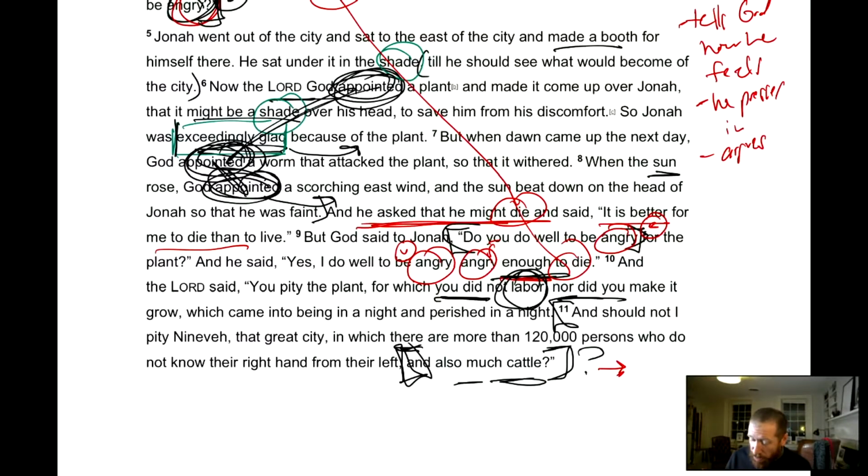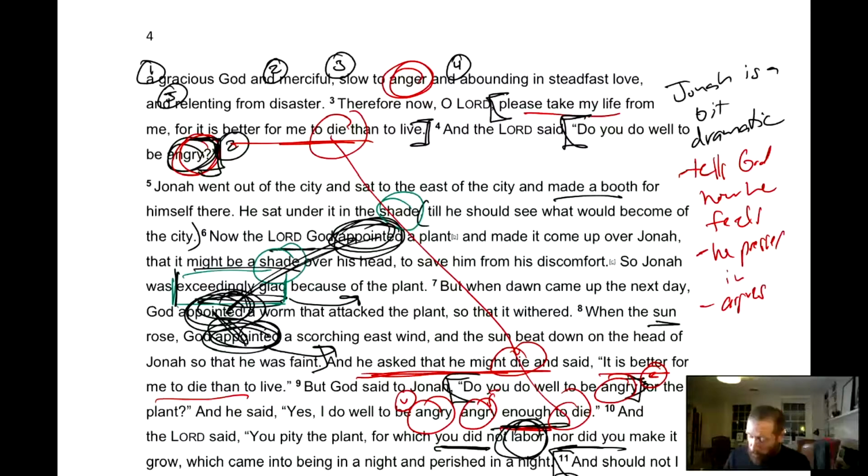And we see the repetition here with the word "appointed," through to the scorching east wind. So the observation is that God is the one who does this. God appoints the plant. God appoints the worm. God appoints the wind. And we've said every week that ultimately, it's not really a story about Jonah. The story of Jonah is a story of God's grace. And here we see it. God is the one who acts, God is the one who's sovereign. Even the shade here is grace. We've got dramatic Jonah, we've got gracious God.